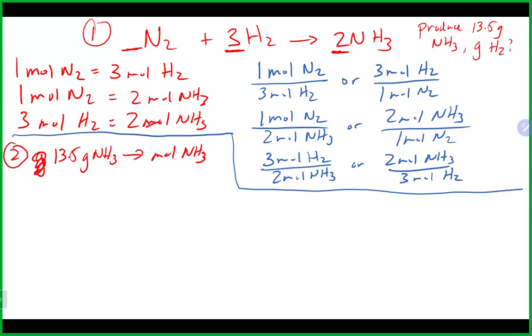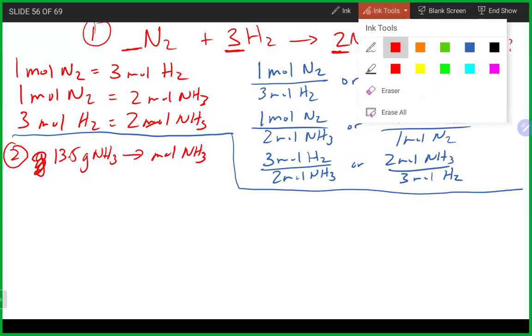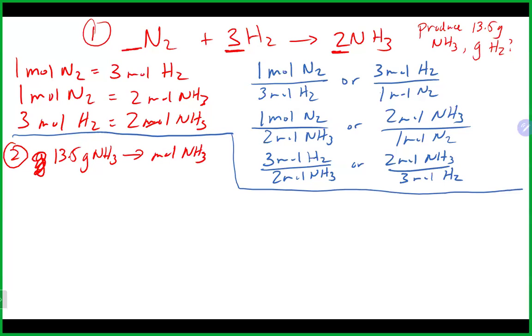Remember, to do that, like we've talked about, it is the molar mass from the periodic table. So we would get the molar mass of NH3 in this case, which would be 14.01 for our nitrogen, plus 3 times 1.008 for our hydrogen. And that's going to give us 17.03.